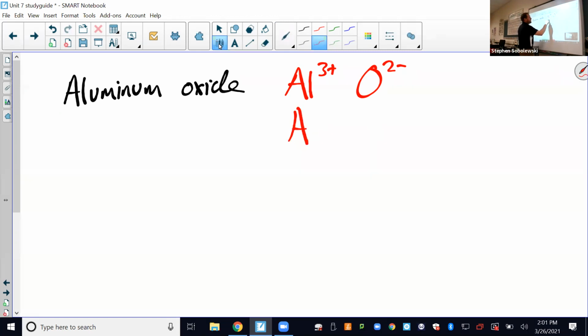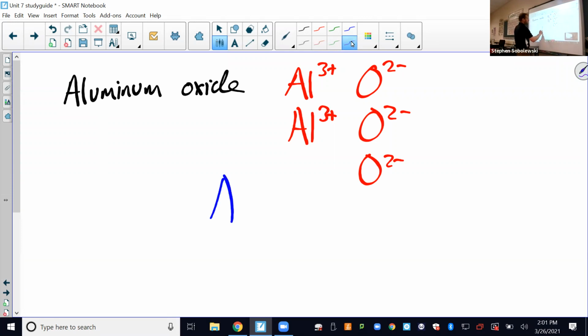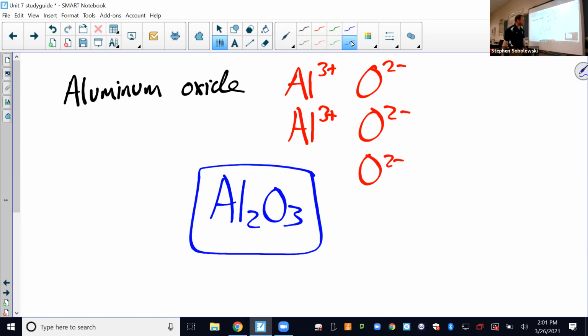Notice how if I have 2 Als and 3 oxides, you see how that's balanced? 3+, 3+, 2-, 2-, 2-. This is the ratio that aluminum oxide has to exist in. It cannot exist in any other way because it's not balanced in any other way. It's a 2-to-3 ratio, which we write as Al2O3, aluminum oxide.